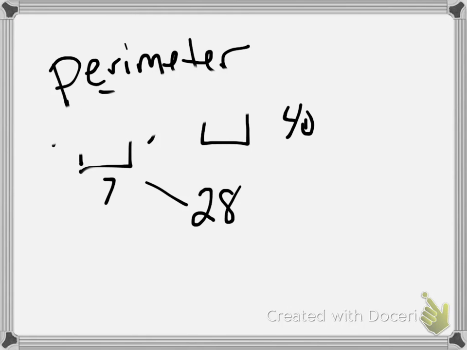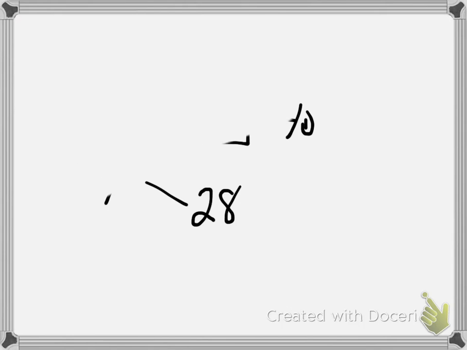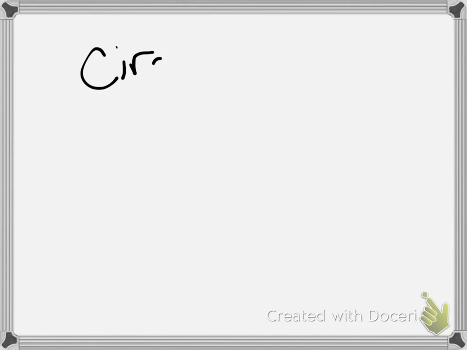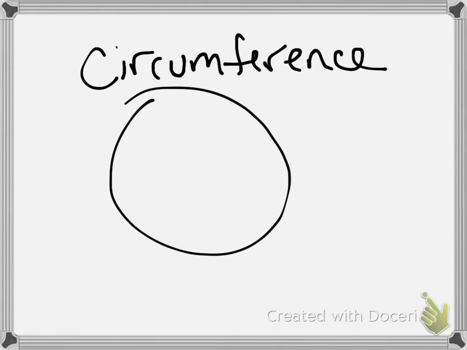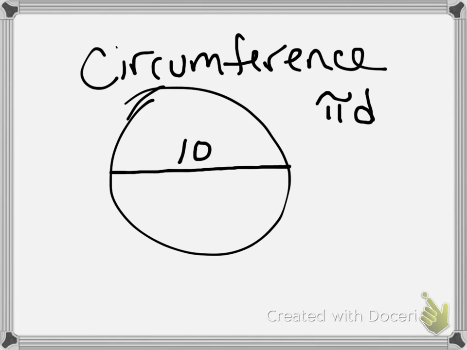Unless you are dealing with a circle, then the word changes from perimeter to circumference. C-I-R-C-U-M-F-E-R-E-N-C-E, circumference. So you've got your circle. The perimeter, or the circumference, of a circle is always your formula, pi times diameter. So diameter is the distance all the way across. And if this circle, for instance, had a diameter of 10, your circumference would just equal 10 pi.